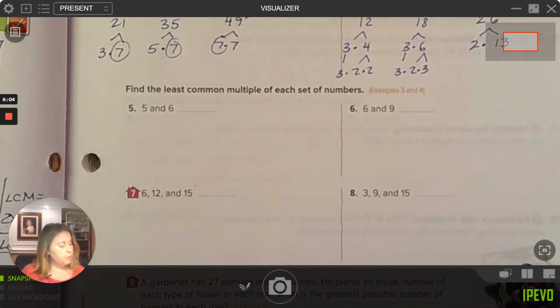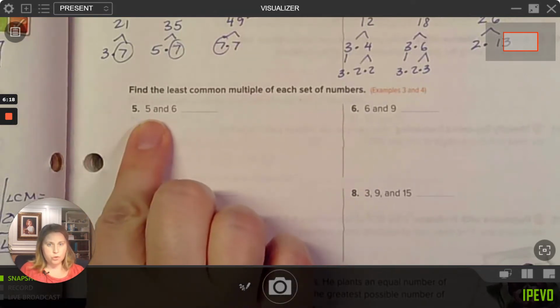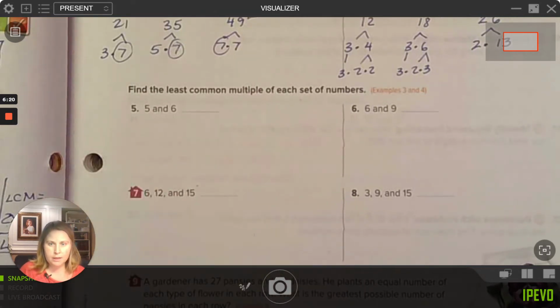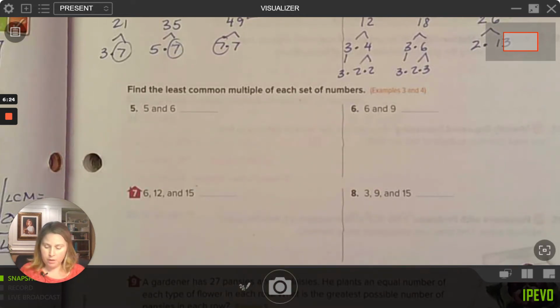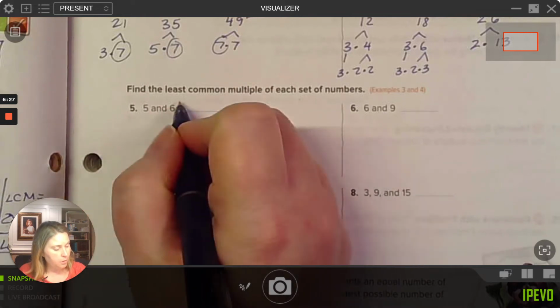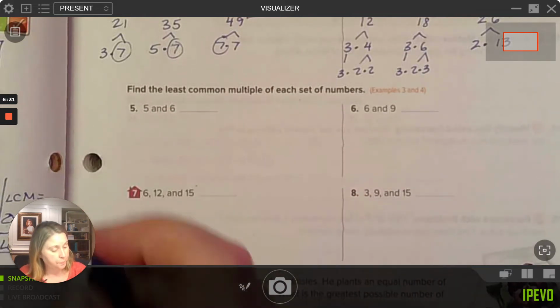In numbers 5 through 8, we need to find the least common multiple of each set of numbers. So we will still be able to use the factor trees, but we'll use them a little bit differently. Well, let's go ahead and list multiples. Let's do that with the first one because I think that'll be the shortest list, okay? So when we have least common multiple, we can use the make a list strategy.